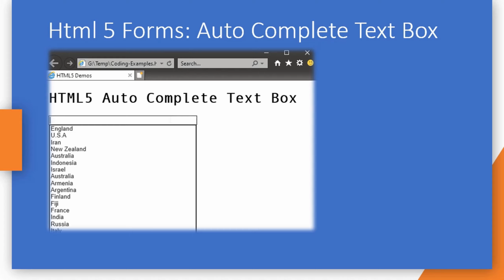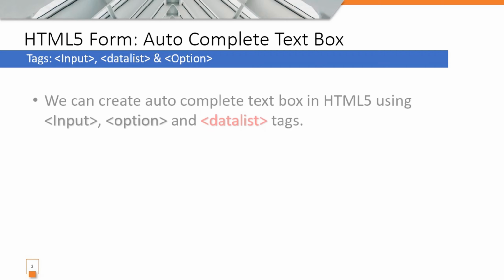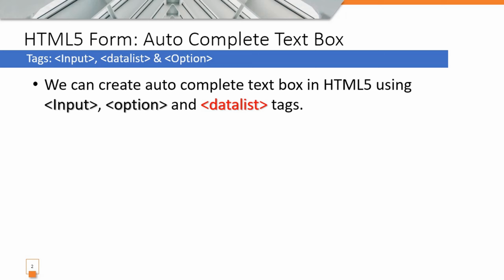Hello friends, in this video we are going to look at autocomplete text box in HTML5. The tags used for creating autocomplete text boxes are input, datalist and option tags. We can create an autocomplete text box in HTML5 using input, option and datalist tags.